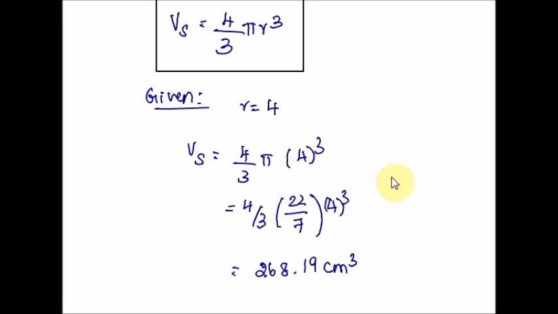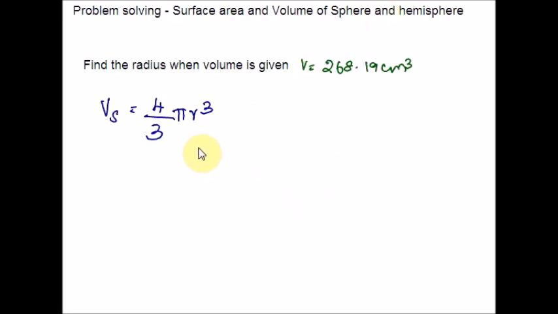Now I'm going to show you the same problem by using the radius formula. I'm going to rewrite the formula in terms of r, and then I'm going to show how to find it. We don't have any straight formula to find r, so I'm just going to rewrite the same formula in terms of r. Step 1, multiply both sides by the reciprocal, the upside down of this fraction. I'm going to flip it. 4/3 can be written as 3/4. That is the reciprocal of 4/3.